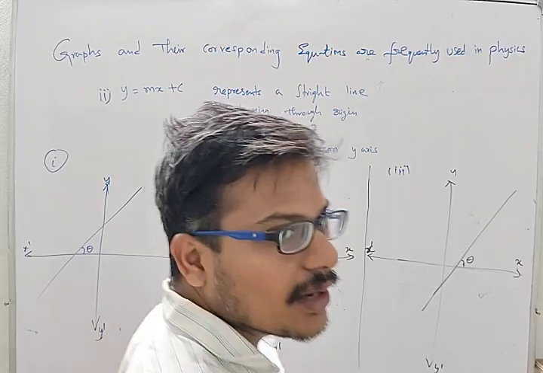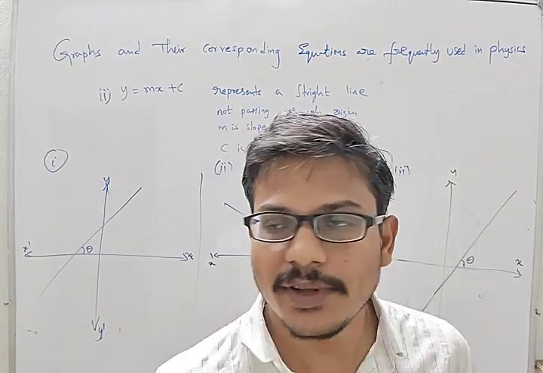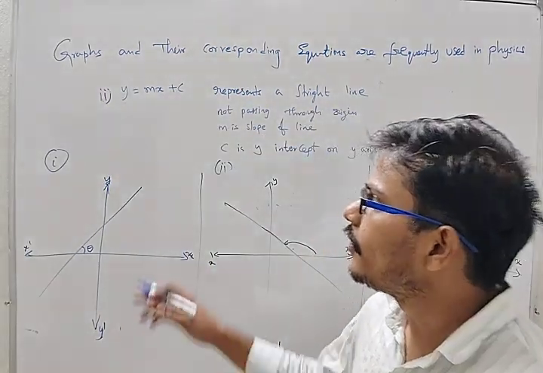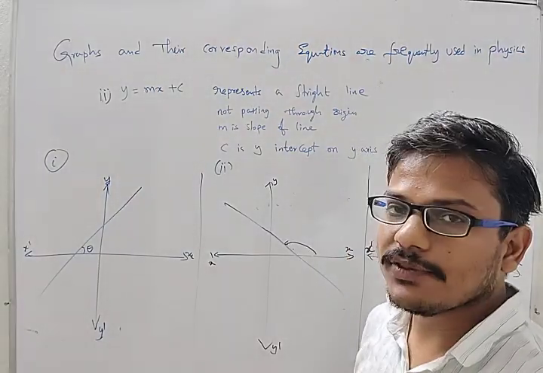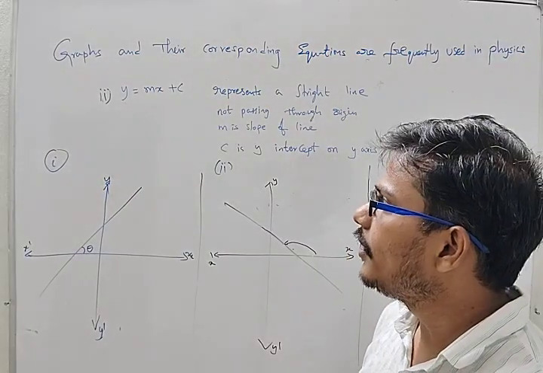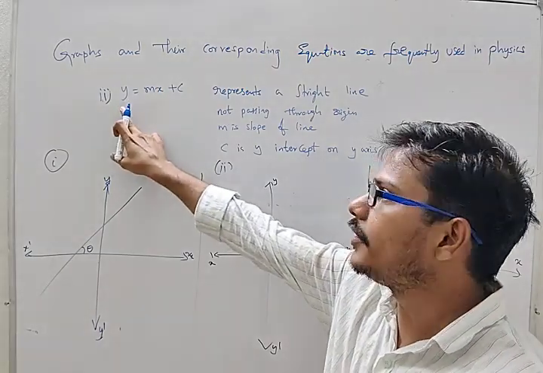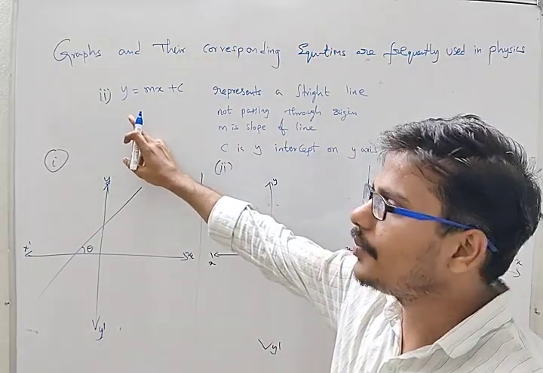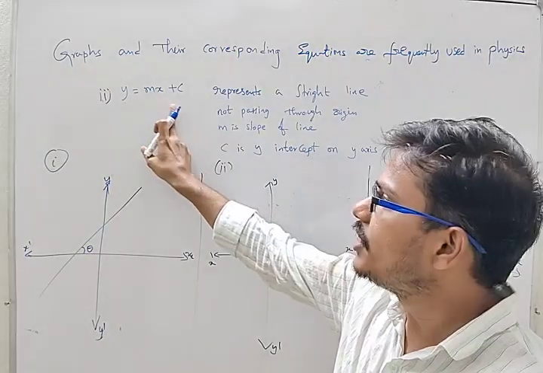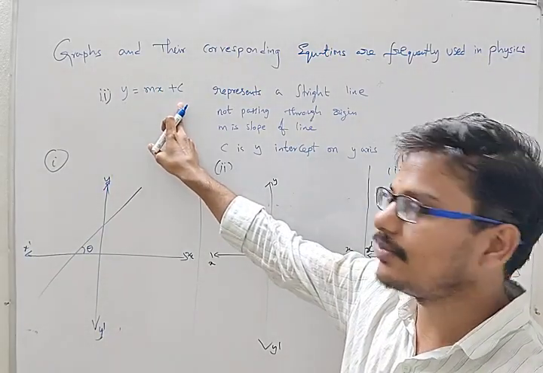Hi everyone, continuation of the last class we are discussing. Our second general equation is y equals mx plus c. Here x is abscissa, y is ordinate, nothing but coordinates of the two-dimensional graph. m is slope, c is the y-intercept.